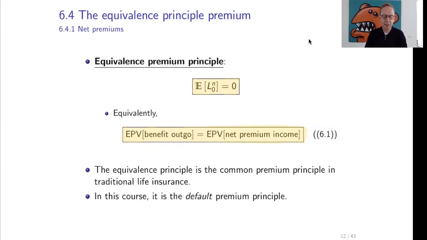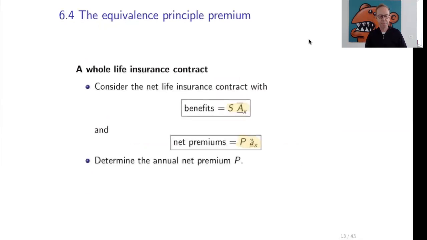As I said already, the equivalence principle is the common premium principle in traditional, classical life insurance, and in this course it will be the default premium principle. If we ask to calculate the premium but we do not specify how, it means you have to determine it according to the equivalence premium principle.